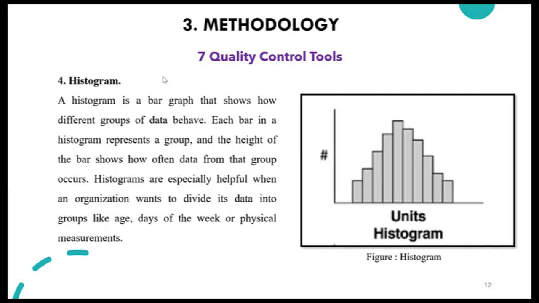A histogram is a bar graph that shows how different groups of data behave. Each bar in a histogram represents a group, and the height of the bars shows how often data from the group occurs. Histograms are especially helpful when an organization wants to divide data into groups like age, day of the week, or physical measurement. So we can see a histogram example here in the figure.